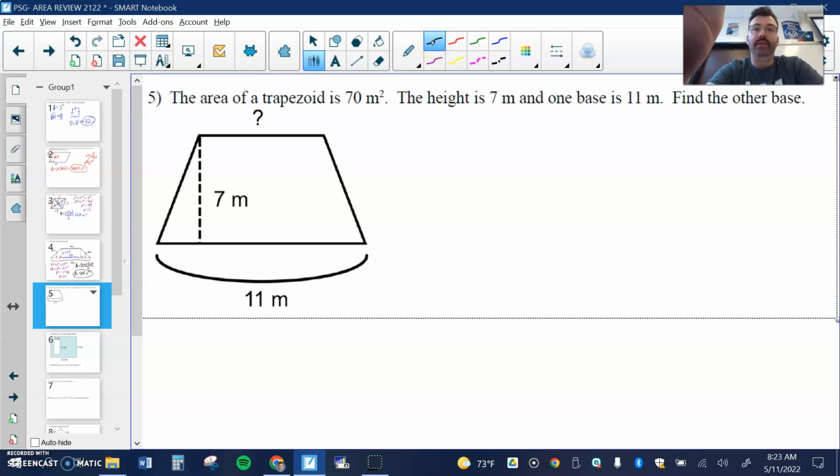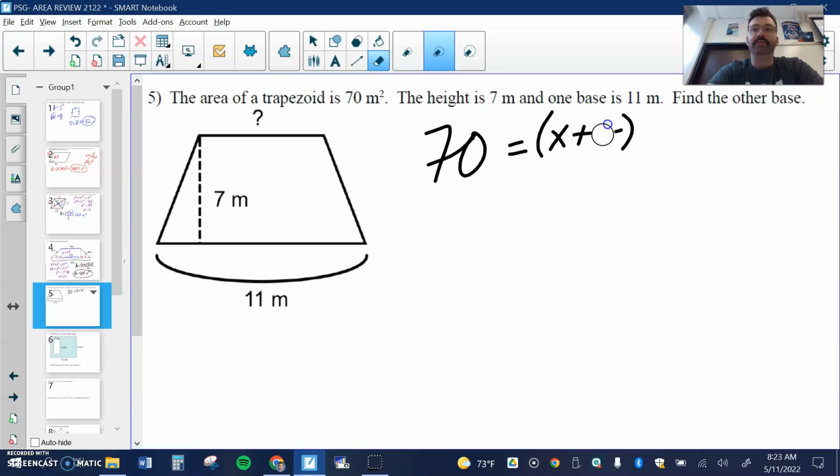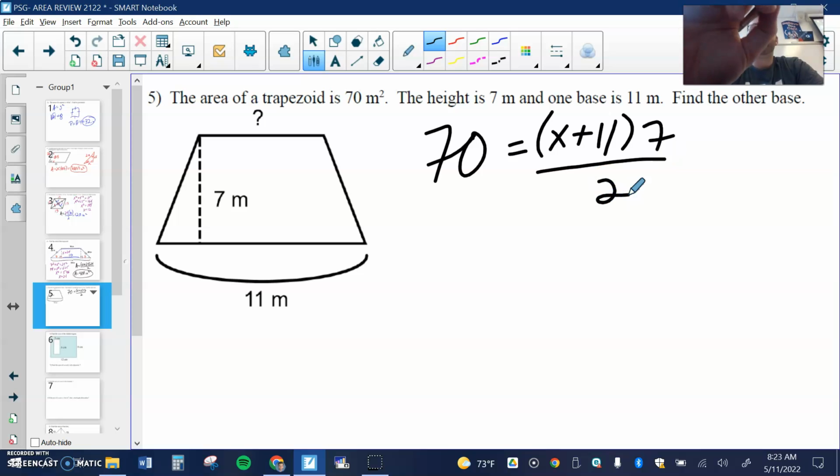All right, so if the area is 70, one of the bases I don't know, so x plus 11 times 7 all over 2. Okay, so this is base 1, which is my x, plus base 2, which is 11, times the height, which is 7, all over 2, equals the area.